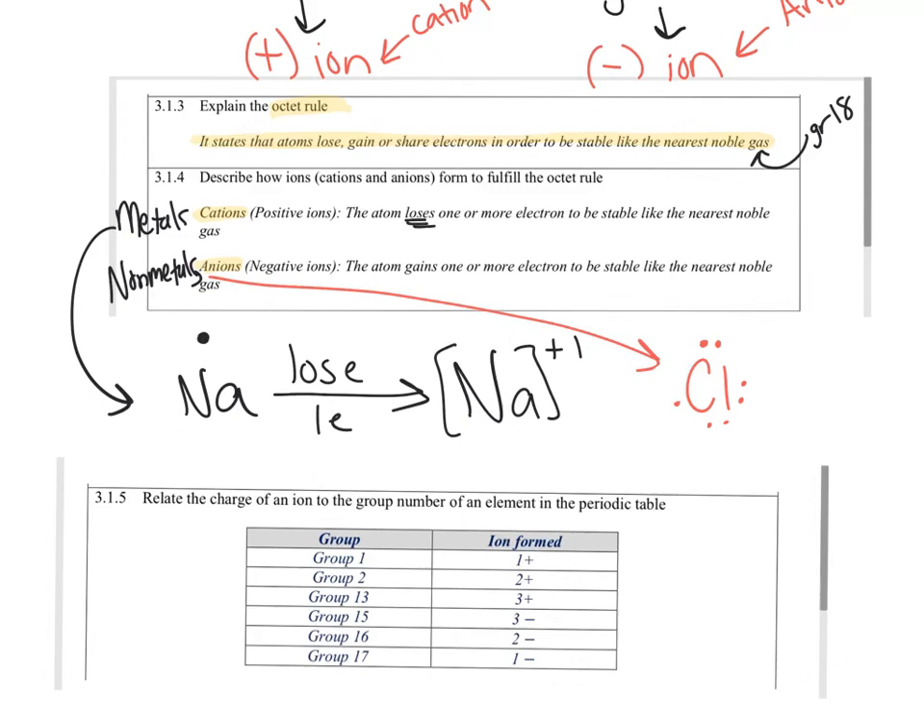So what's going to happen when chlorine reacts? Chlorine is a non-metal, so it's going to gain electrons. So chlorine is going to gain 1 electron, and it's going to become chlorine minus 1. And you can draw the new chlorine atom that has 8 electrons.